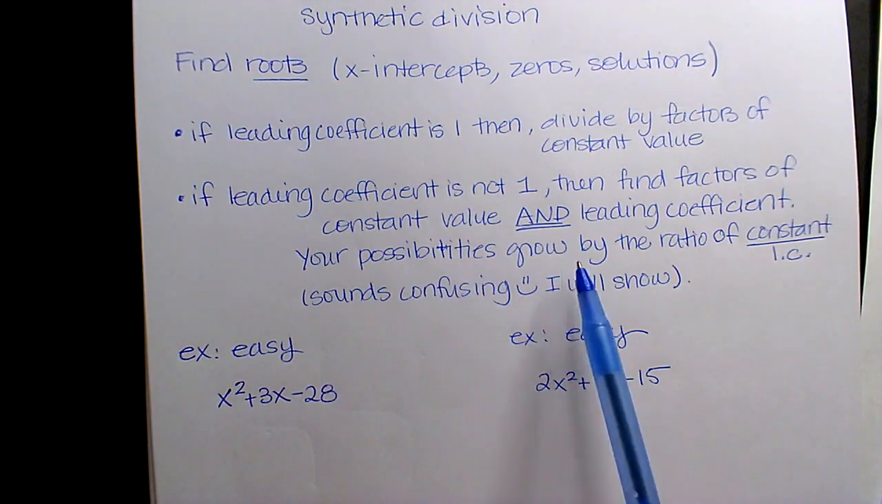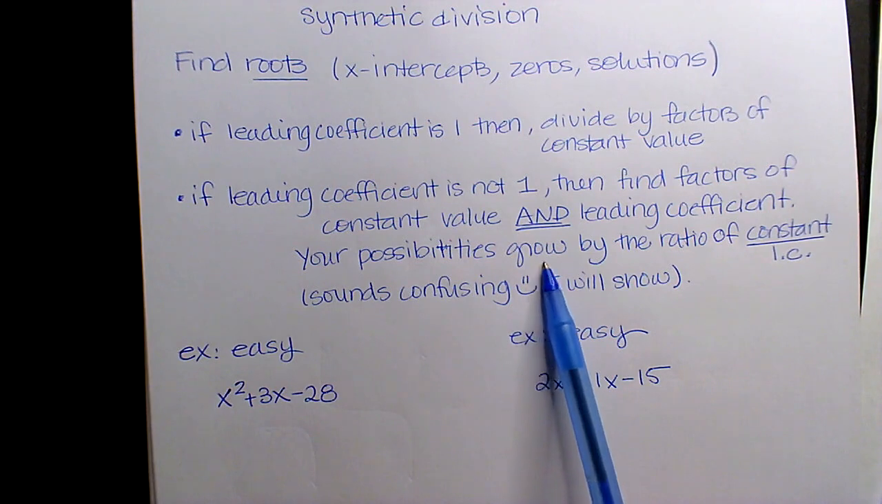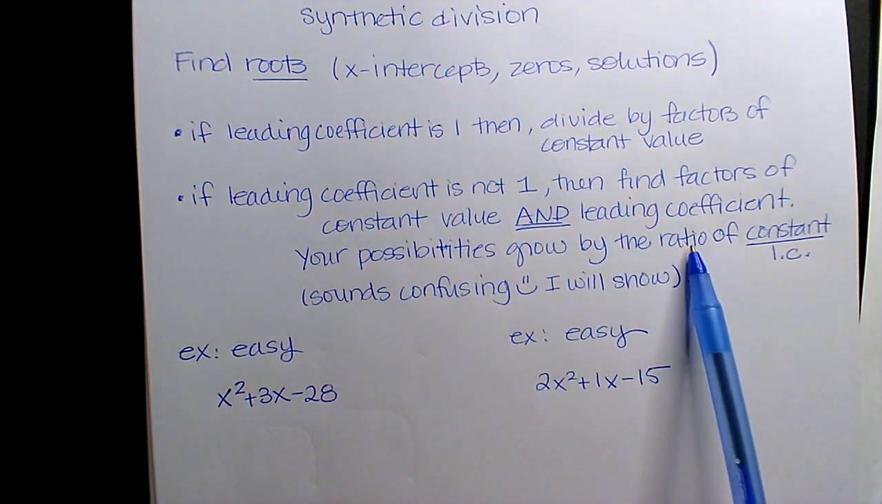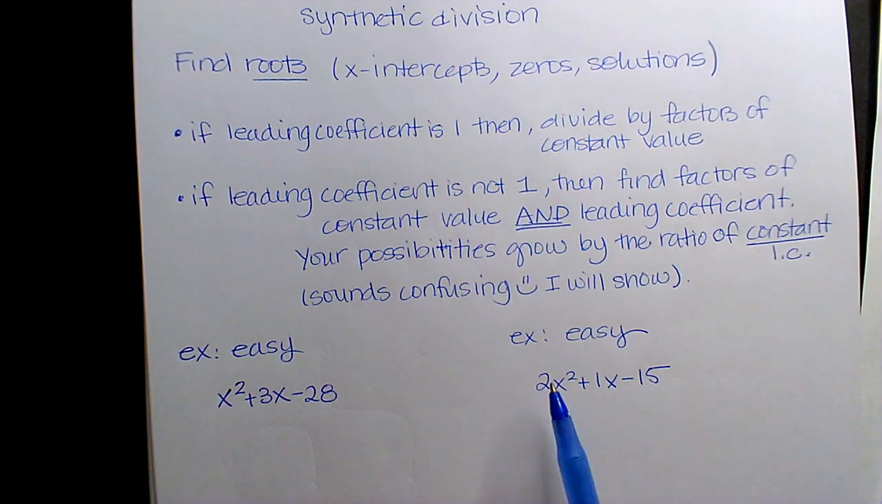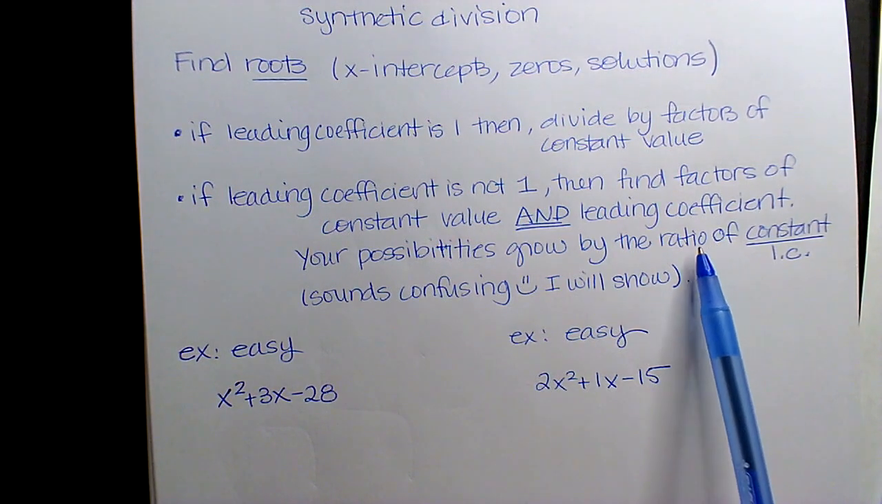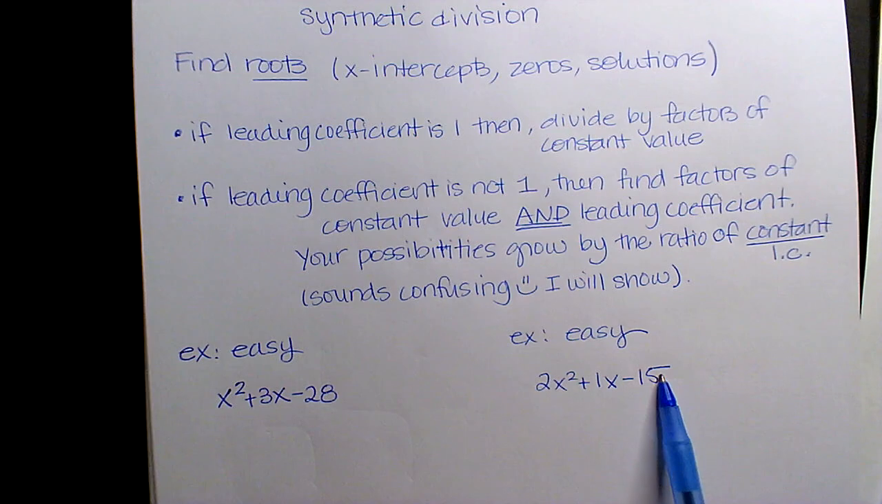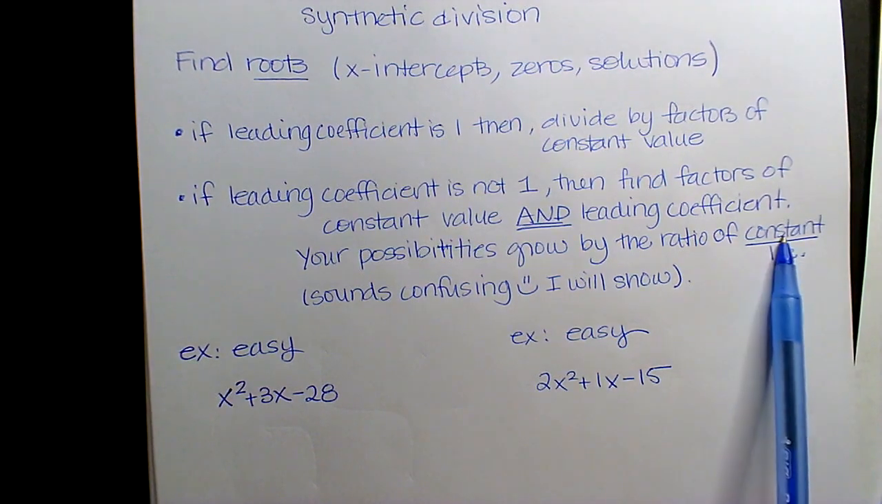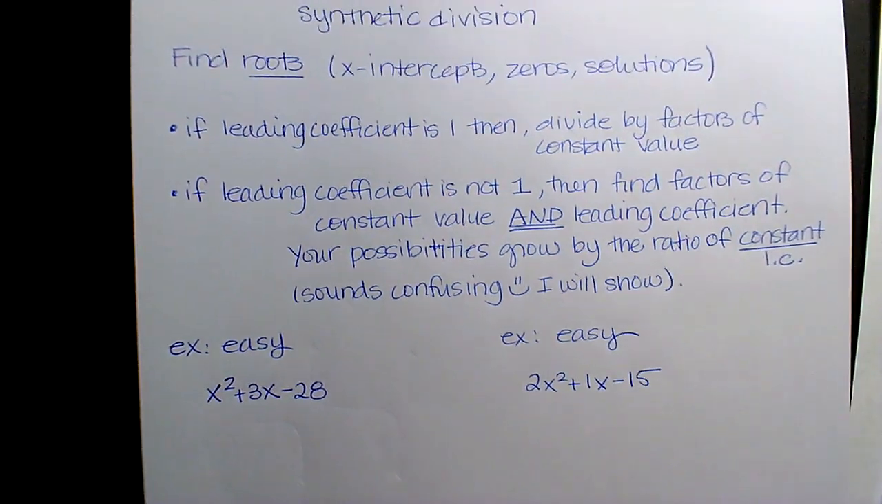Your possibilities grow, and I know this is kind of confusing. You'll see it. That's because you're going to have the ratio. You're going to have this list, you're going to have this list, and then you're going to have the ratio of the constant list divided by the leading coefficient list. You'll see. If the leading coefficient is not 1, you potentially have 3 lists: this list, this list, and the fractional list together. All right, here we go.